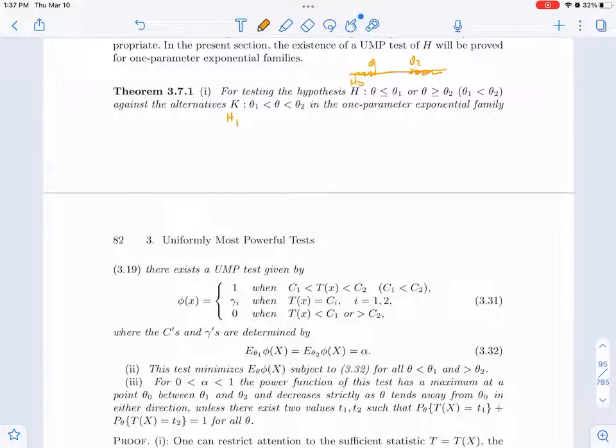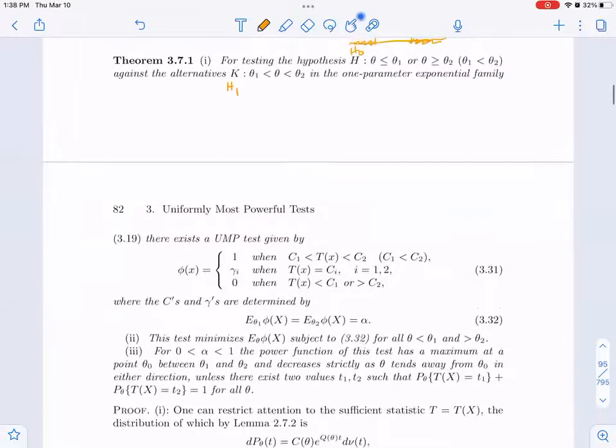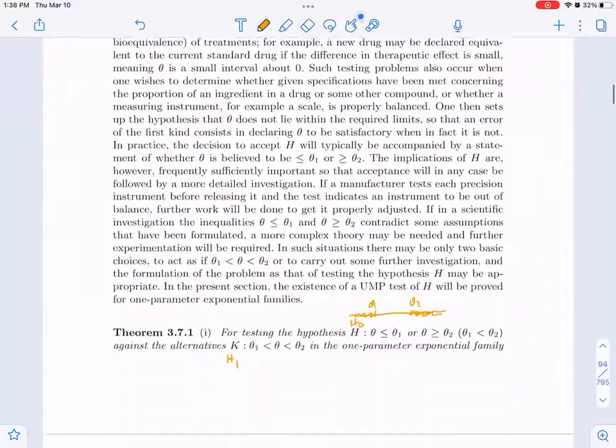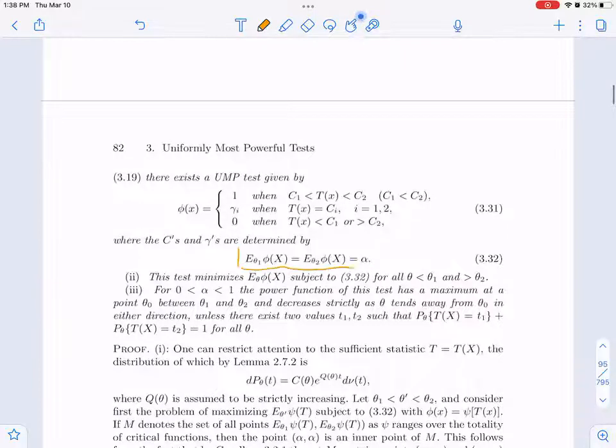This is the null. So there is a UMP test which does this. So it rejects when T is between two values, and accepts the null if it's outside. So this is natural. If the sufficient statistic is outside the boundary, we accept. Sorry, we reject if it's inside. It matches the structure of the intervals. And it satisfies alpha at these boundaries, as I mentioned. So at the two points, theta 1 and theta 2, it satisfies these constraints.